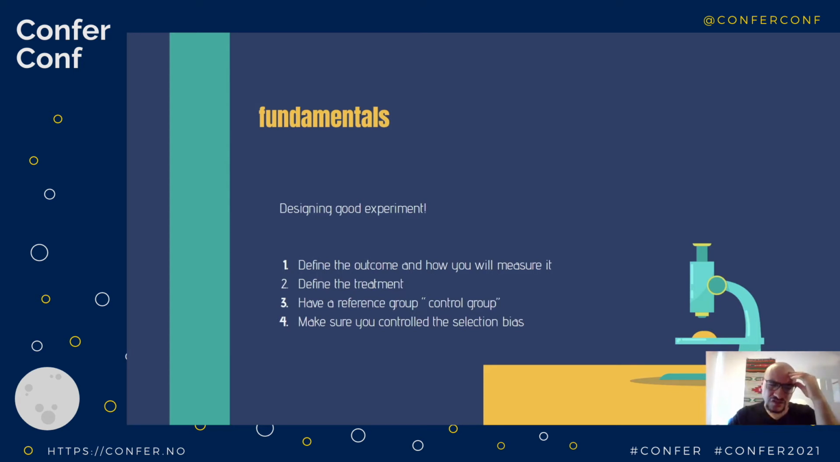Third, you have a reference group, or control group, and you have a treatment group. The control group will not take the treatment or will not be exposed to your treatment, whereas the treatment group will take your treatment or intervention. And you make sure that you controlled for selection bias by randomization.